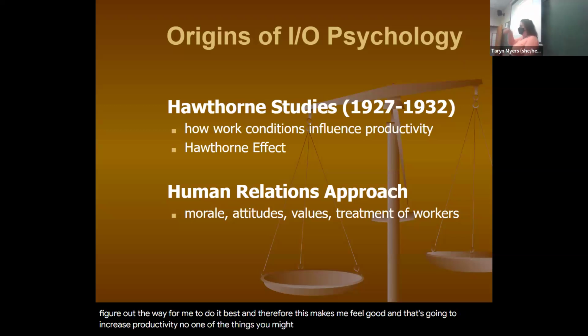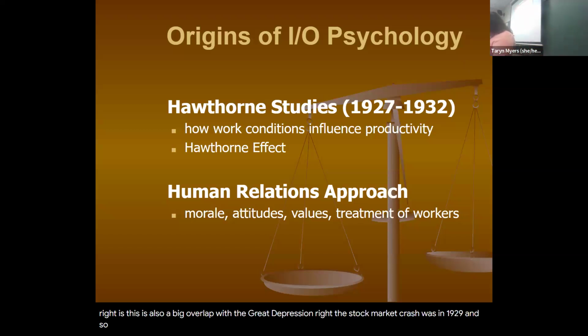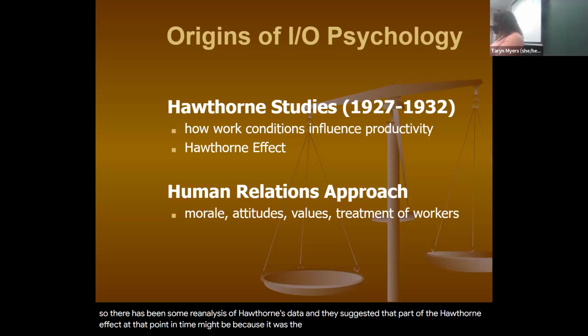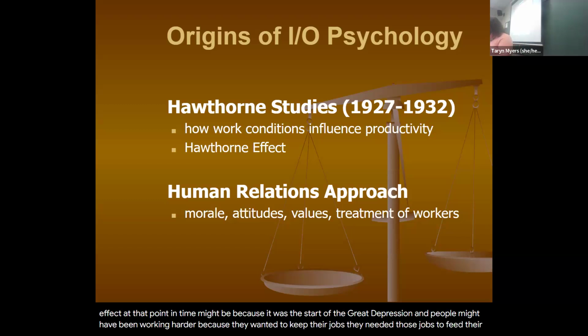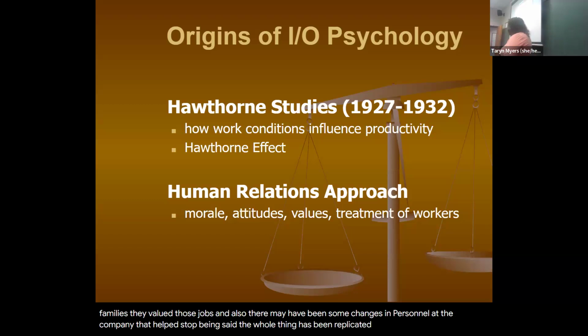Now, one of the things you might notice if you know anything about American history, right, is this is also a big overlap with the Great Depression, right? The stock market crash was in 1929. And so there has been some reanalysis of Hawthorne's data, and they suggested that part of the Hawthorne effect at that point in time might be because it was the start of the Great Depression, and people might have been working harder because they wanted to keep their jobs. They needed those jobs to feed their families. They valued those jobs. And also there may have been some changes in personnel at the company that helped. That being said, the Hawthorne effect has been replicated in other studies.